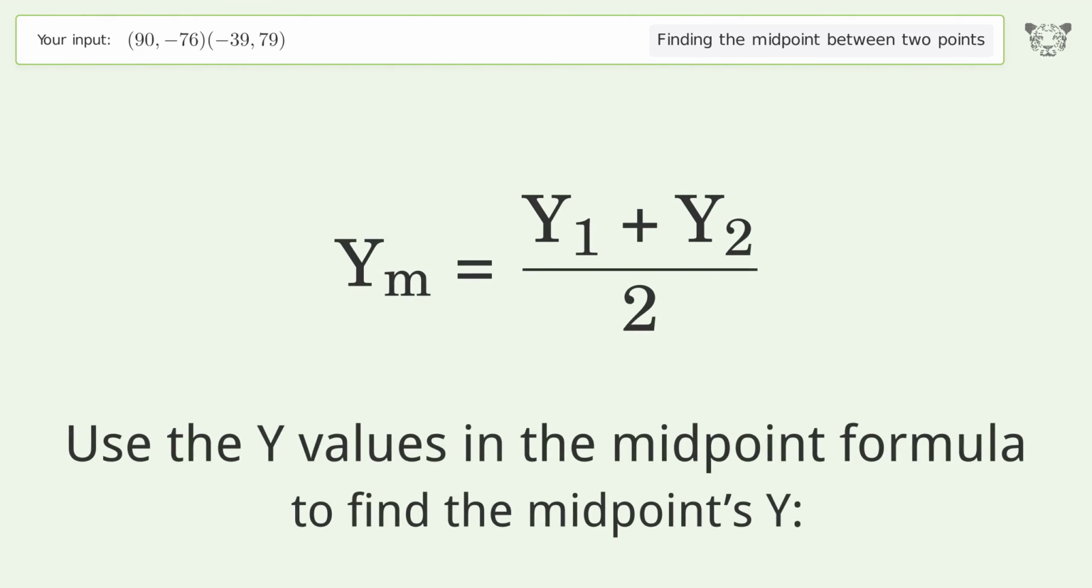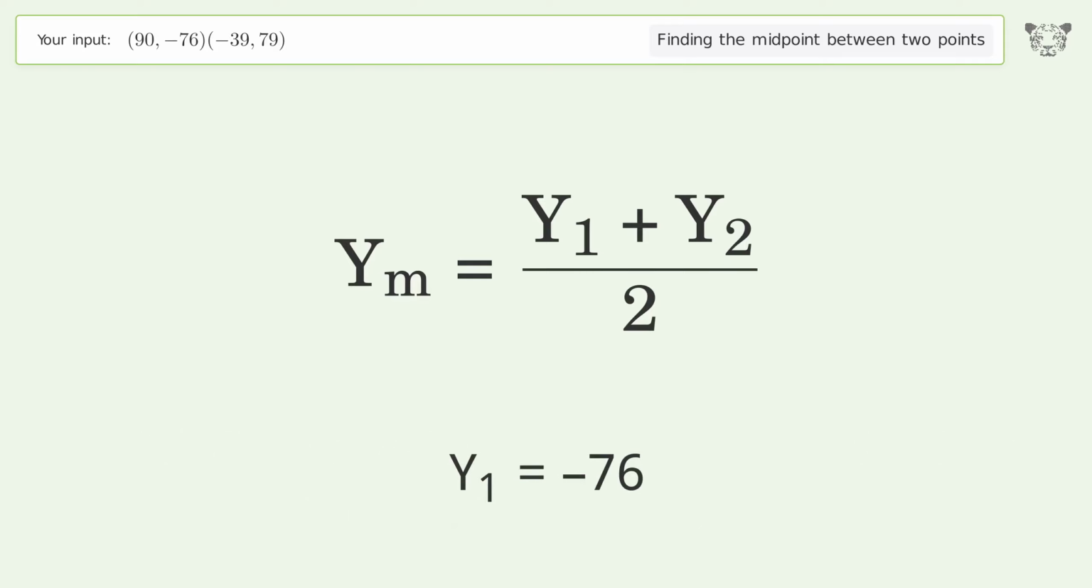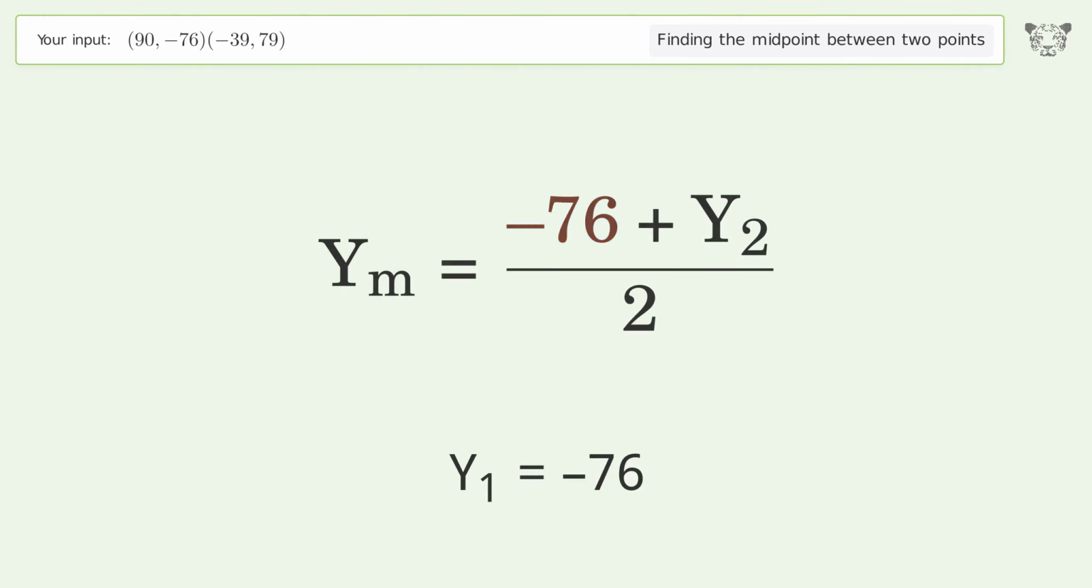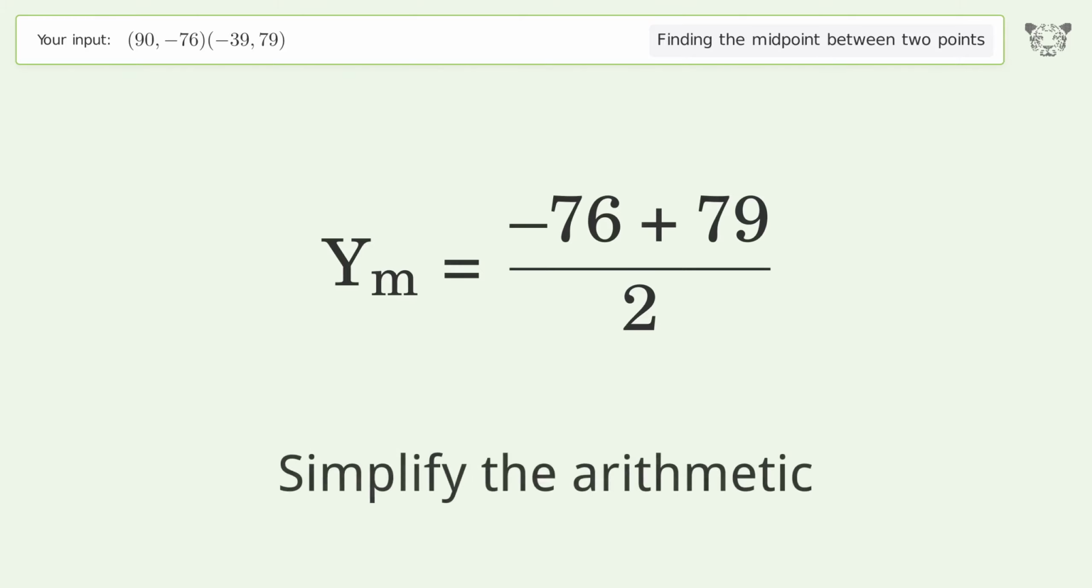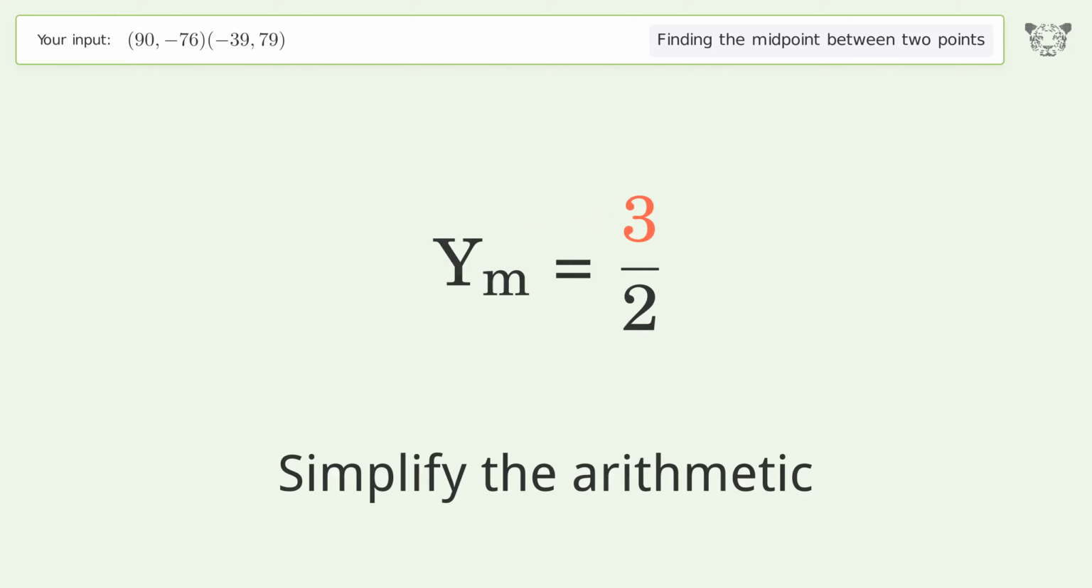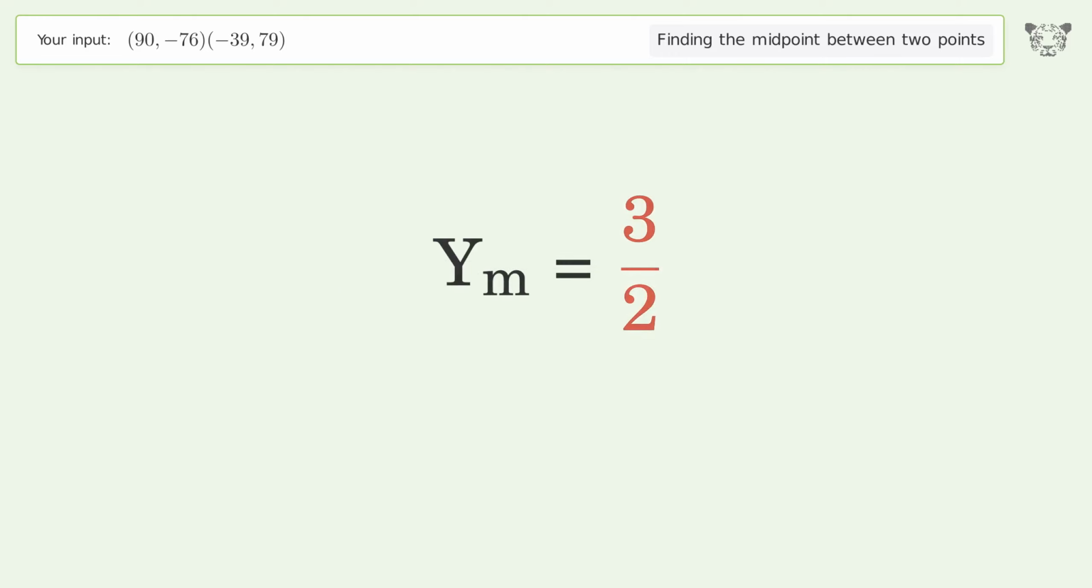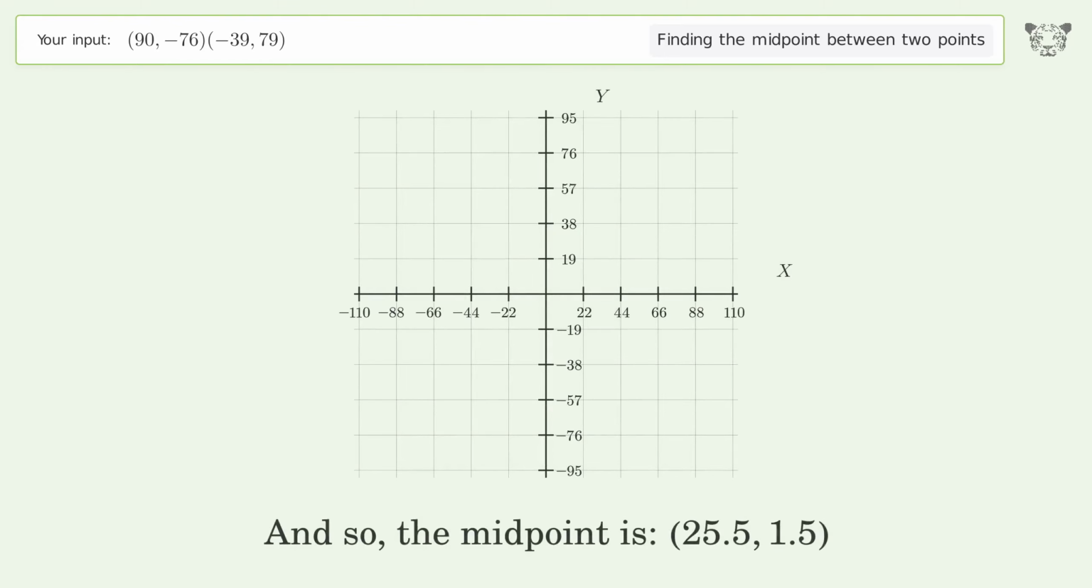Use the y values in the midpoint formula to find the midpoint's y. y1 equals negative 76. y2 equals 79. Simplify the arithmetic. And so, the midpoint is 25.5, 1.5.